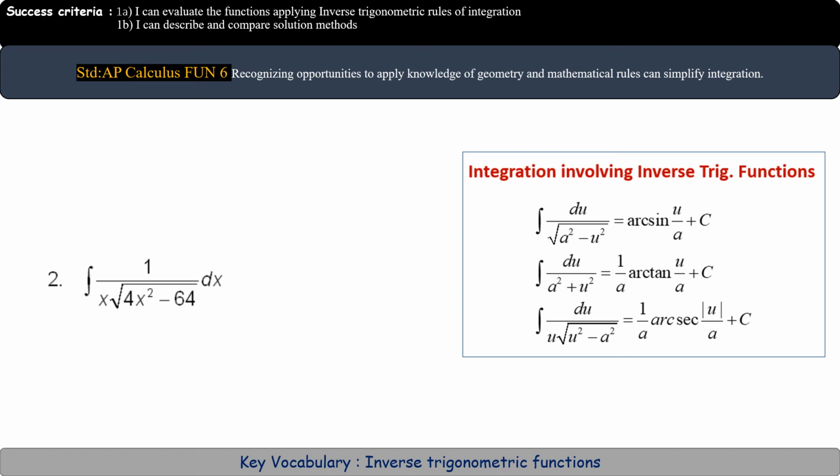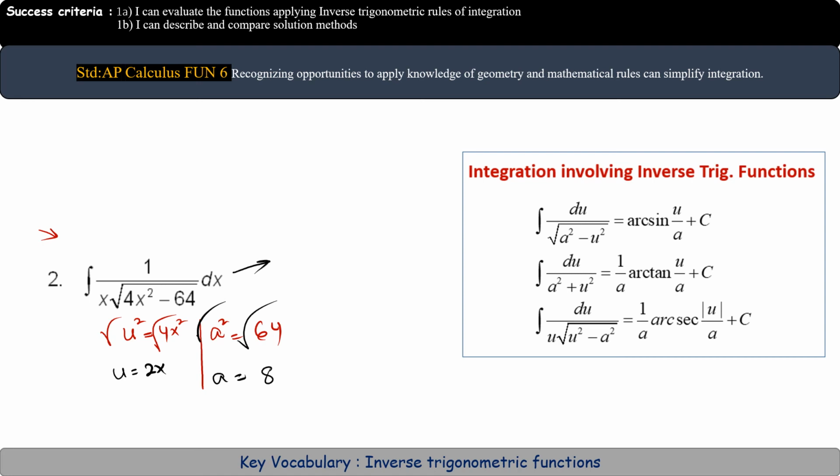Look at this question. Now in this question, what is our u square? It is a function that is written as 4x square. What is our a square? That is 64. Find out the u and the a value by taking the square root on both sides. So you will get u equals 2x and a equals 8.